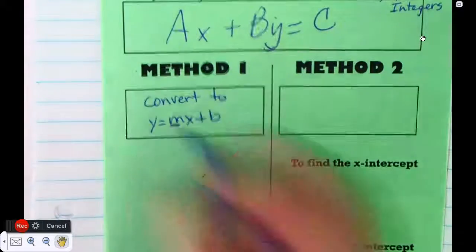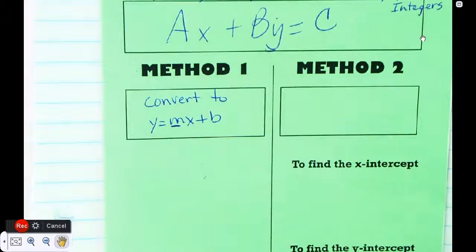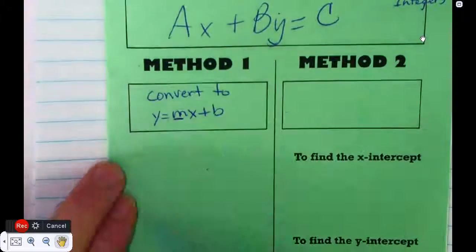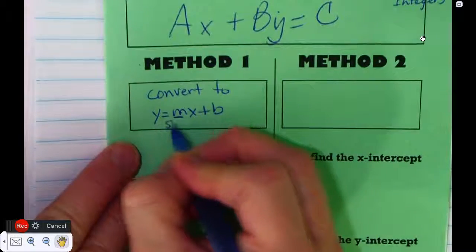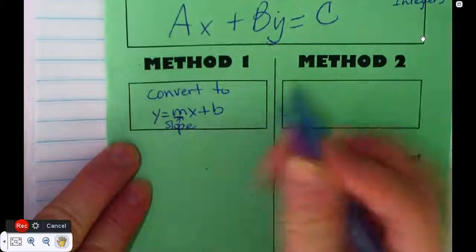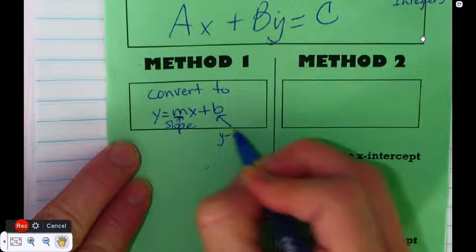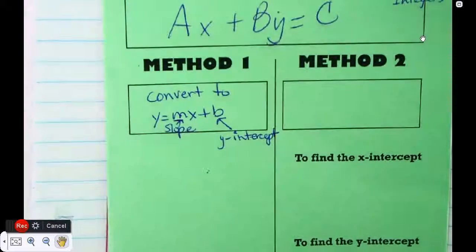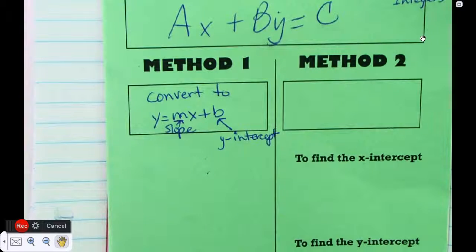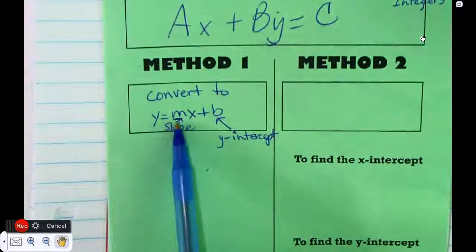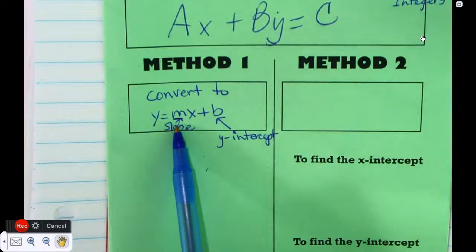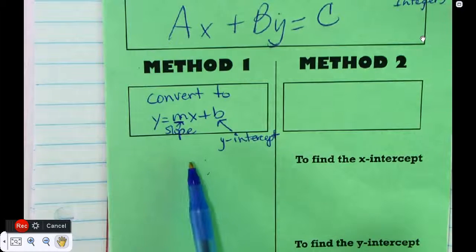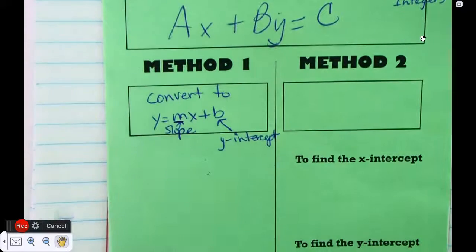M is the what? We learned that on our other foldable. M is the slope, B is the y-intercept. Do we need to write it again? Okay, so M is the slope, and then that's the y-intercept. So if you know the slope and the y-intercept, you can set it up in this form and you can graph it. And that would give you the x-intercept because it's graphed. Does that make sense? And in fact, let's do one.